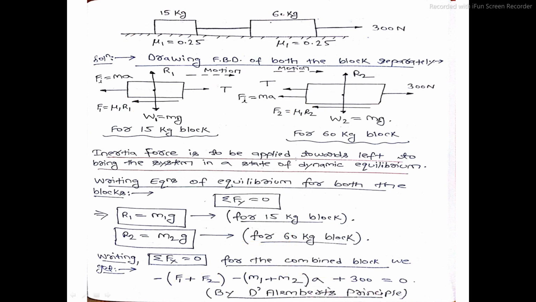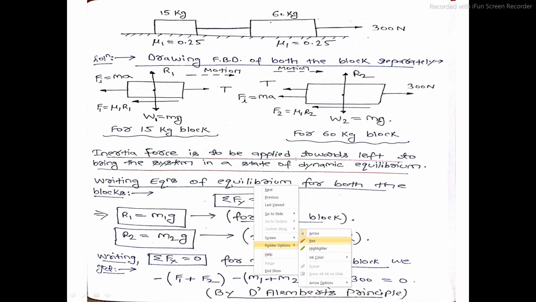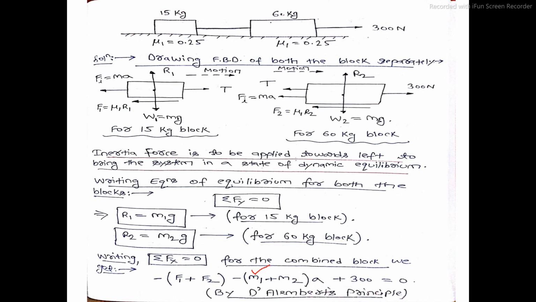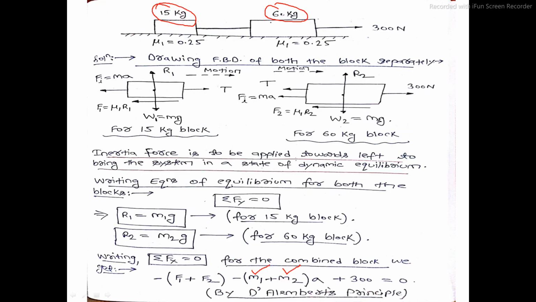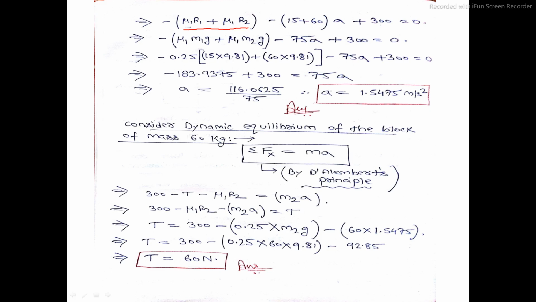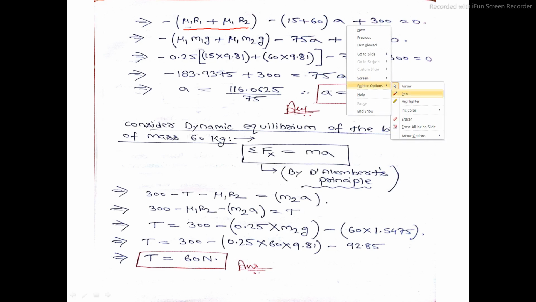M1 plus M2. M1 is the mass of the first block, and its magnitude is 15 kg. M2 is the mass of the second block, its magnitude is 60 kg. So I can write minus, in bracket, 15 plus 60 bracket close, into A. Then plus 300 is equal to 0. That is this equation.